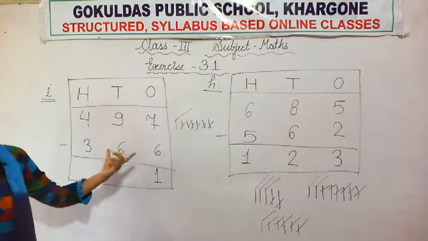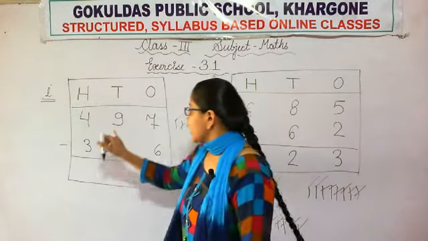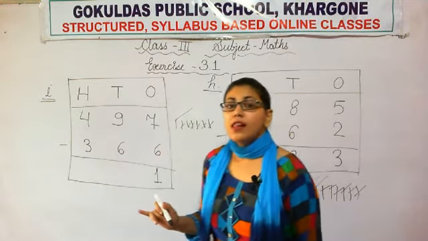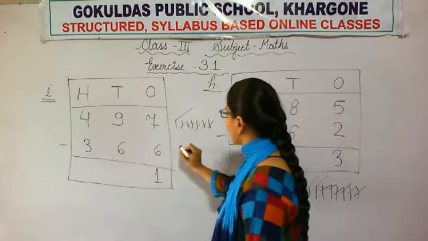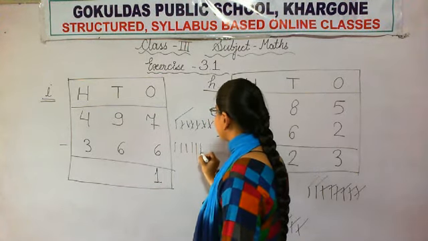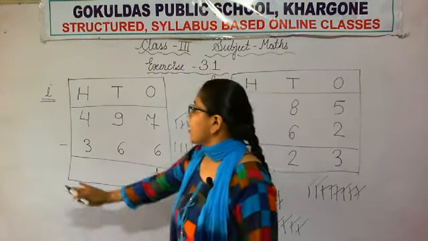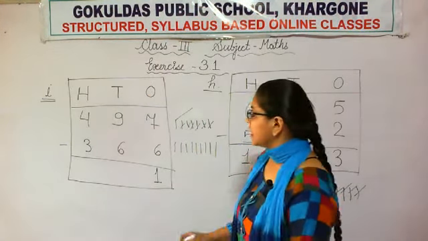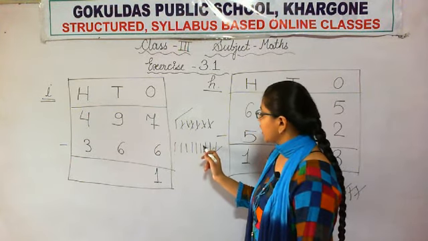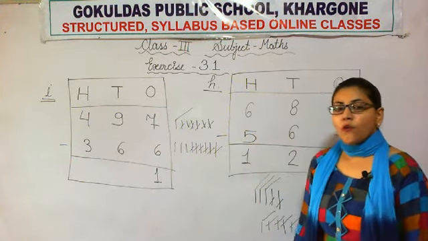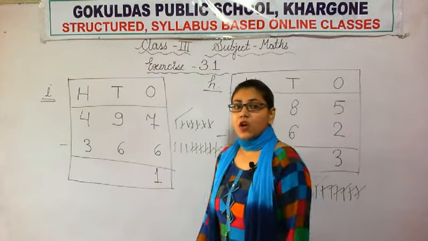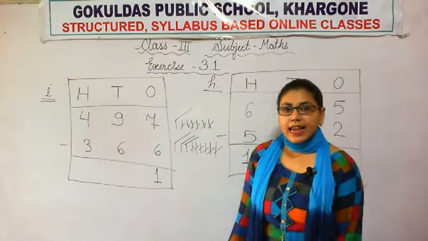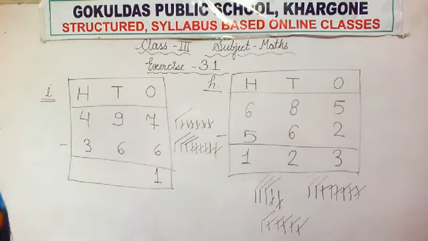Now it's turn for the tens column. In the tens column, 9 minus 6. First of all we will draw 9 sticks: 1, 2, 3, 4, 5, 6, 7, 8 and 9. Minus 6 means we will cancel out 6 sticks. Let's cancel 1, 2, 3, 4, 5, 6. Now we will count the remaining sticks: 1, 2 and 3. 3 sticks are left, so we will write the number 3.